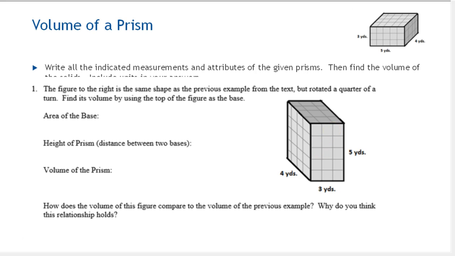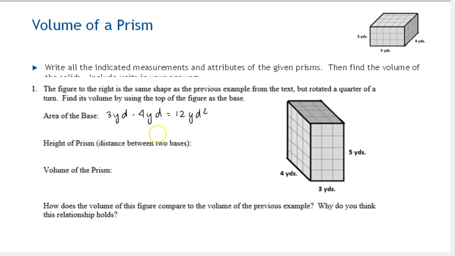Okay, so we are told to use the top of the figure as the base. Notice this is 1, 2, 3, 4, 5, 6, 7, 8, 9, 10, 11, 12. Or you can look at the corresponding measurements. It's 3 yards by 4 yards. So 3 yards times 4 yards means the base is 12 square yards.